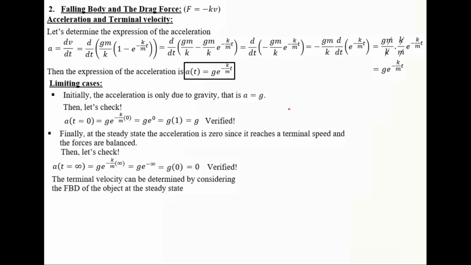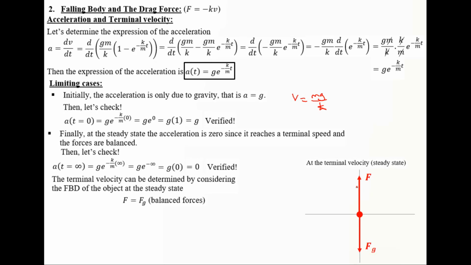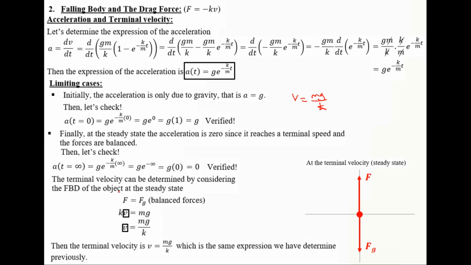Now, what about the terminal velocity? We've mentioned that the terminal velocity is given by v equal to mg over k. And eventually, we can determine this expression again by considering the FBD at the steady state. Now, at the steady state, we know that the pull of gravity is being balanced by F. So we can safely say that F equals Fg, balanced forces. F is kv and Fg is mg. And in this case, we're solving for v. Then v again would be mg divided by k. Then the terminal velocity is given by mg divided by k, which is the same expression we have determined previously.